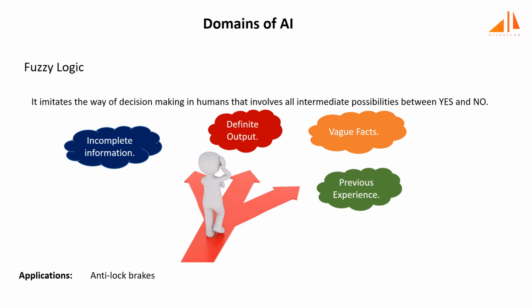For example, anti-lock brakes are an application of fuzzy logic which control brakes in hazardous cases depending upon car speed, acceleration, wheel speed, and deceleration. Auto injection of fuel and ignition based on throttle setting are examples of fuzzy logic systems as well.